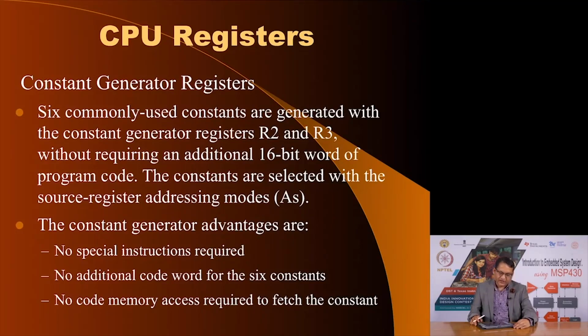The constant generator register is able to provide 6 commonly used values using R2 and R3, and no special instruction is required to access those constant values, and we will look at a program so that we illustrate this concept.